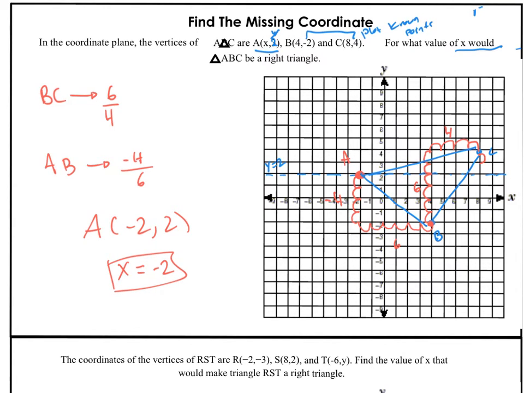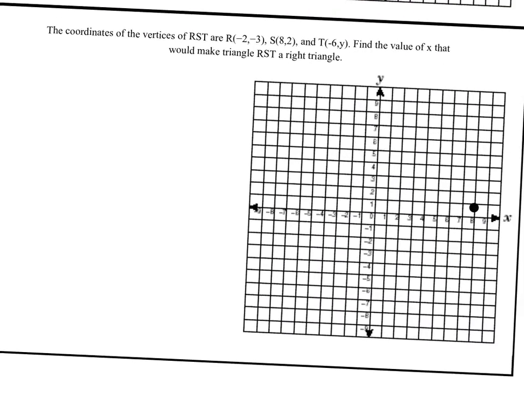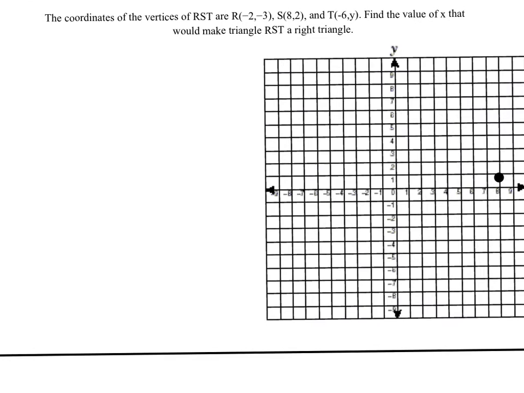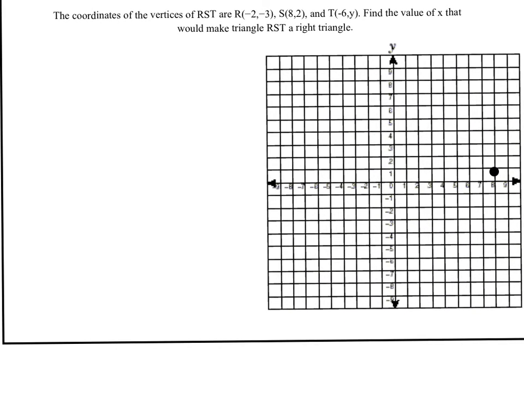Let's try that one more time. I know that can be a little difficult for people. So the coordinates of the vertices of triangle RST are R(-2, -3), S(8, 2), and T(-6, y). Find the value of y that would make this triangle a right triangle. All right, so we're going to do the same thing again.